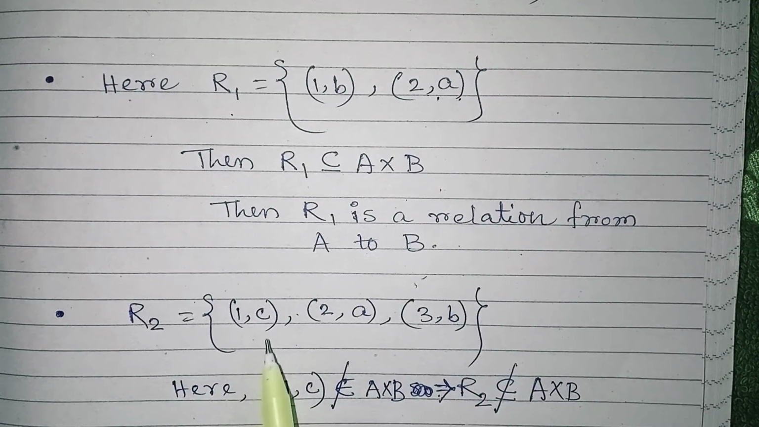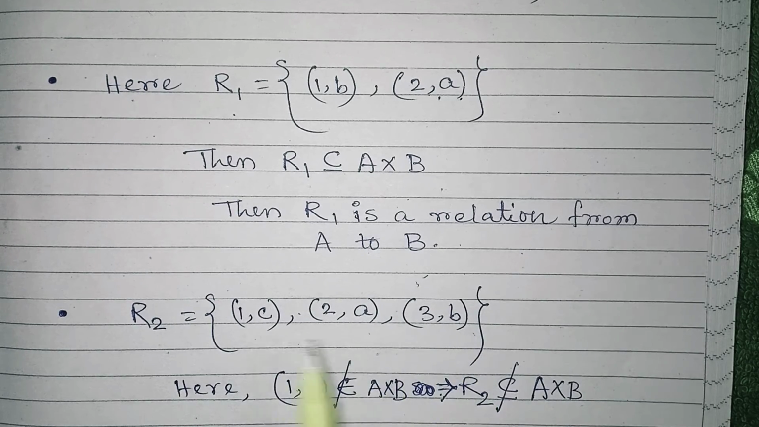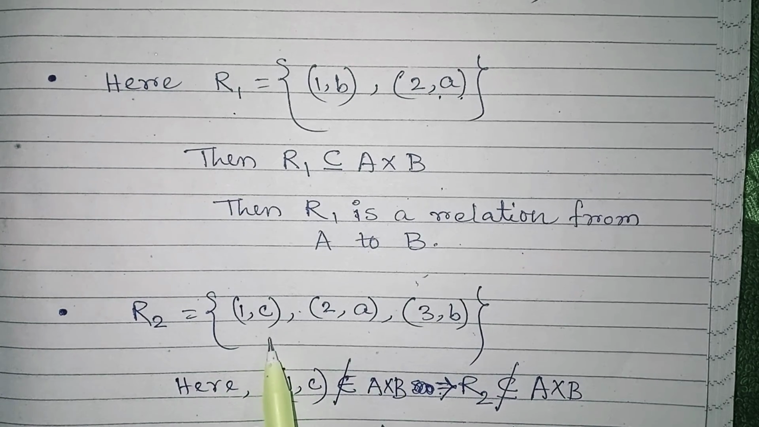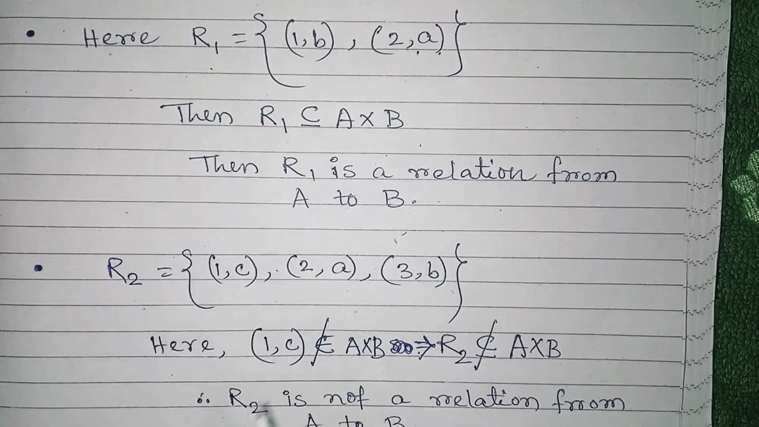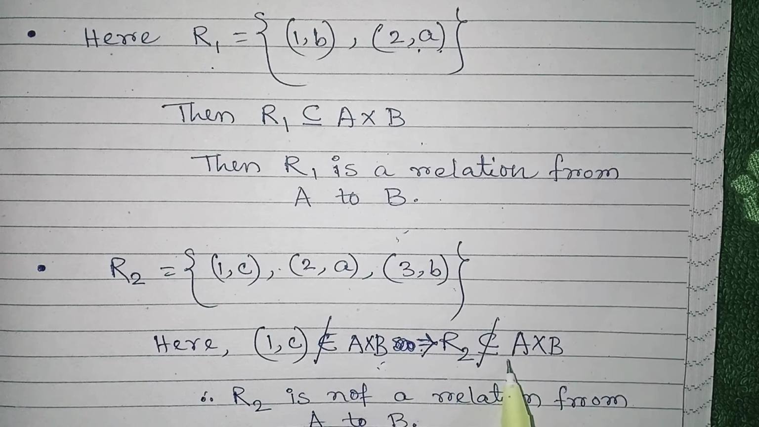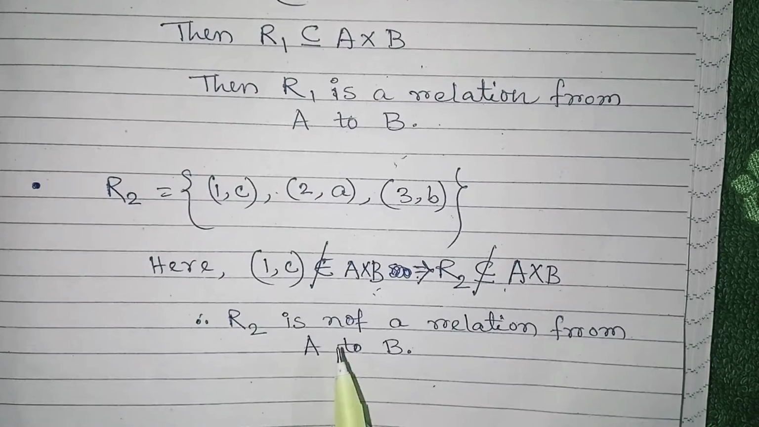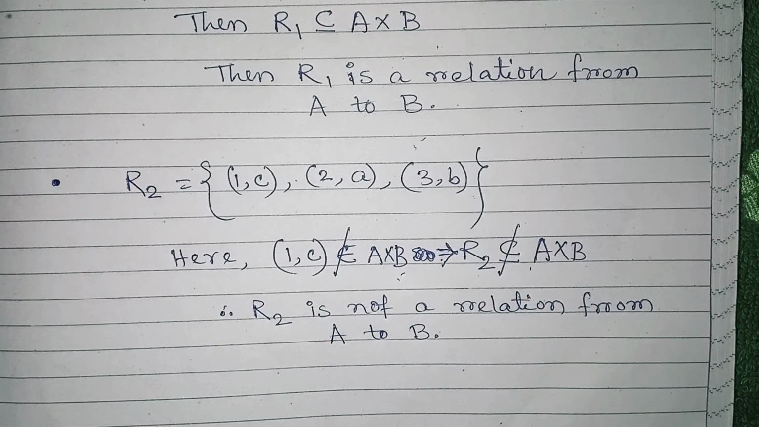Now if I write a relation R2 which is 1 comma c, 2 comma a, 3 comma b, you can see here 1 comma c does not belong to A cross B. That means R2 is not a subset of A cross B. So R2 is not a relation from A to B. So these are the ideas about relations.